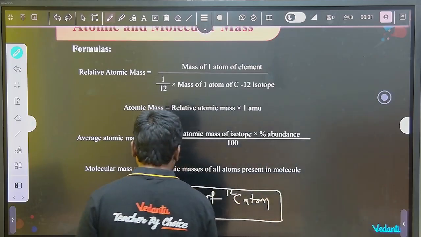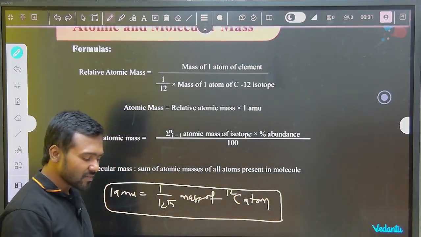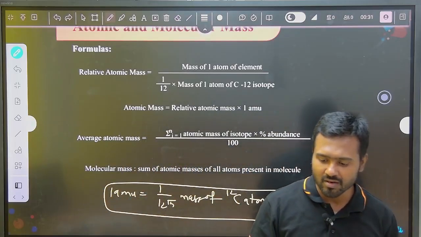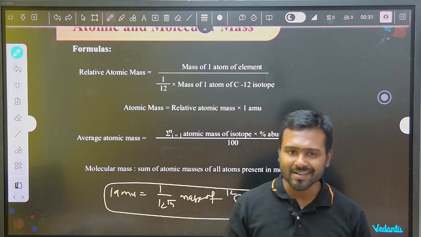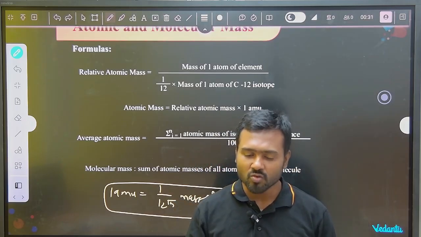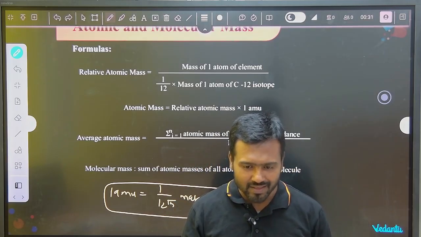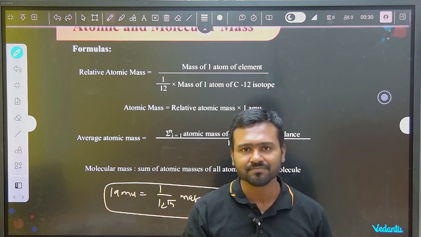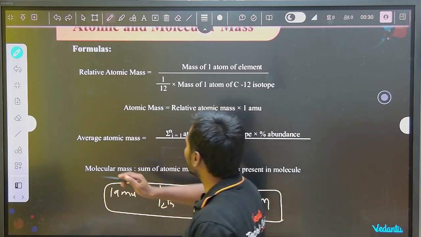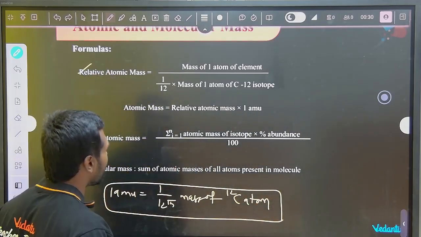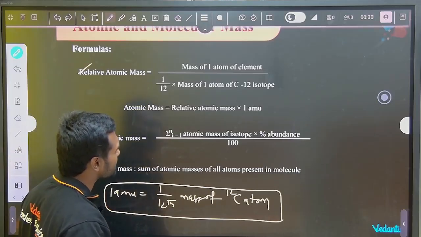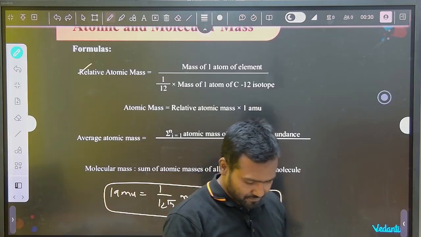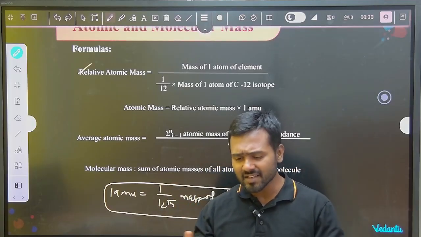Next, by using this, they gave the masses of all other elements. Let's take oxygen. Oxygen atom mass is 16 AMU. So what is its meaning? 16 AMU means it is 16 times heavier than 1/12th the mass of a carbon-12 atom. There is only one formula they gave: relative atomic mass is equal to the mass of one atom of an element divided by 1/12th the mass of one atom of the carbon-12 isotope.